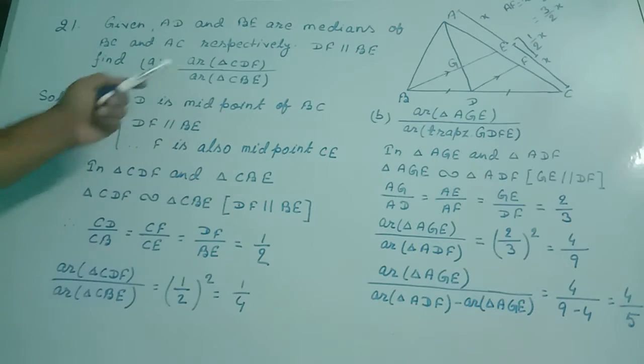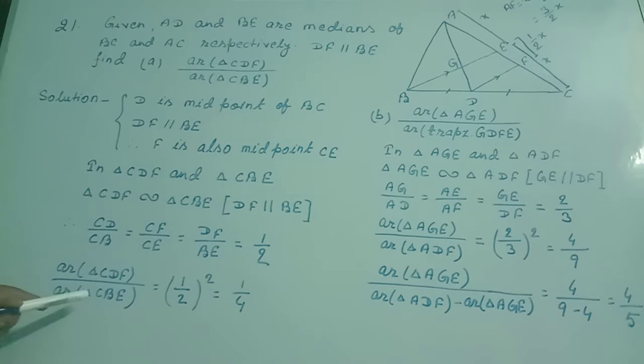Now I wrote the question that is asked, to find area of triangle CDF by area of triangle CBE equal to the square of the ratio of the corresponding sides. Ratio of the corresponding sides is 1 by 2. Square of this equal to 1 by 4.